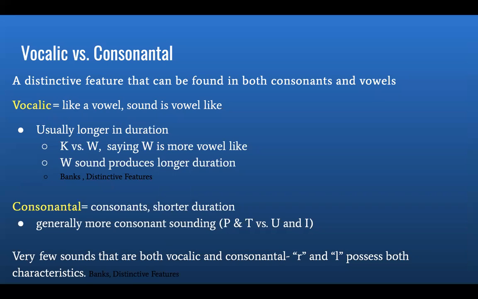So vocalic versus consonantal, these are terms that we can use to describe both consonants and vowels. Vocalic means that a sound is vowel-like. We know that a sound is more vowel-like when it's usually longer in duration. For example, if we are producing the phonemes K versus W, and we sound out those two phonemes, K and W, W is the more vowel-like sound here. That is because the W sound produces a longer duration.